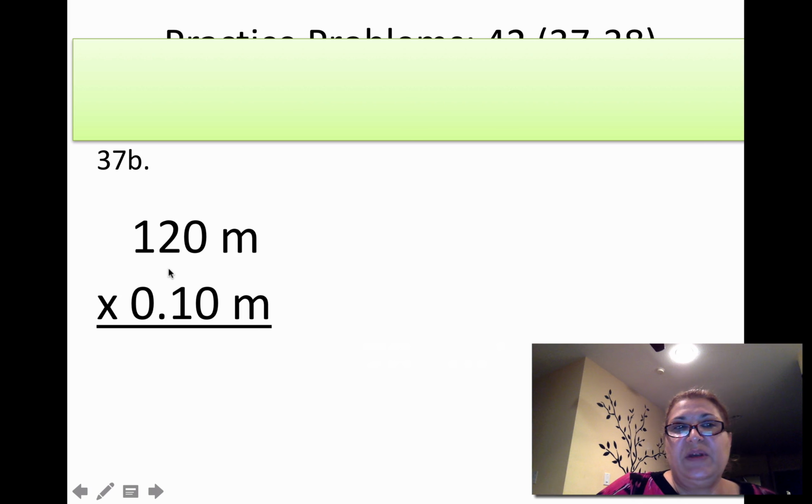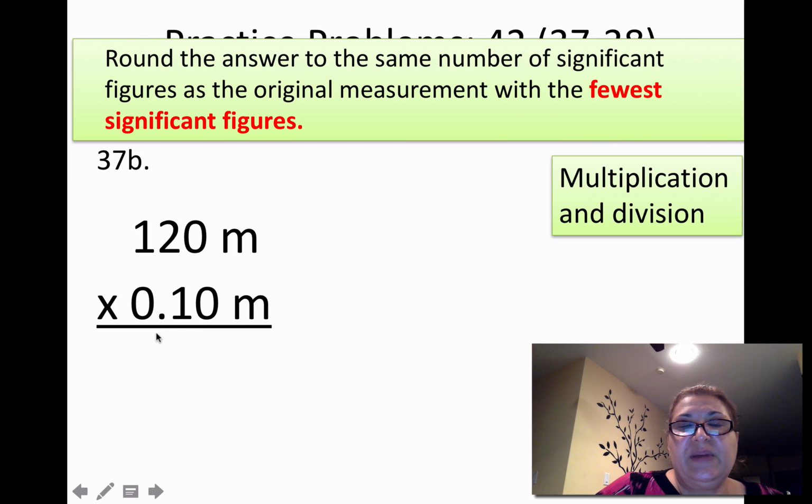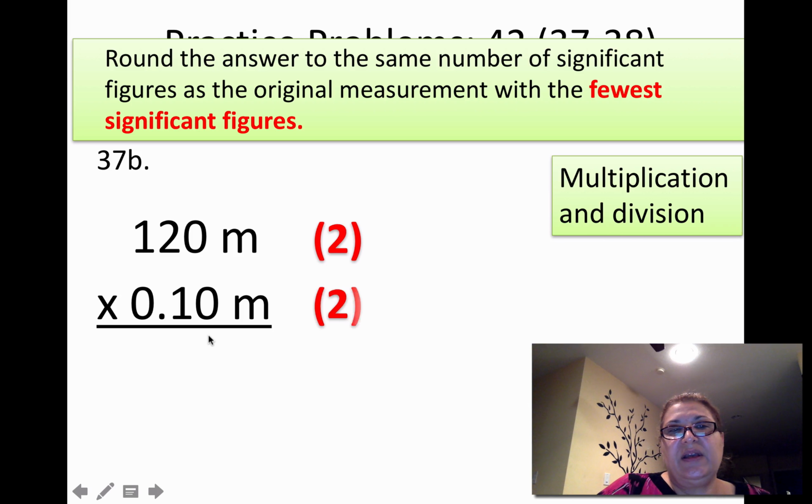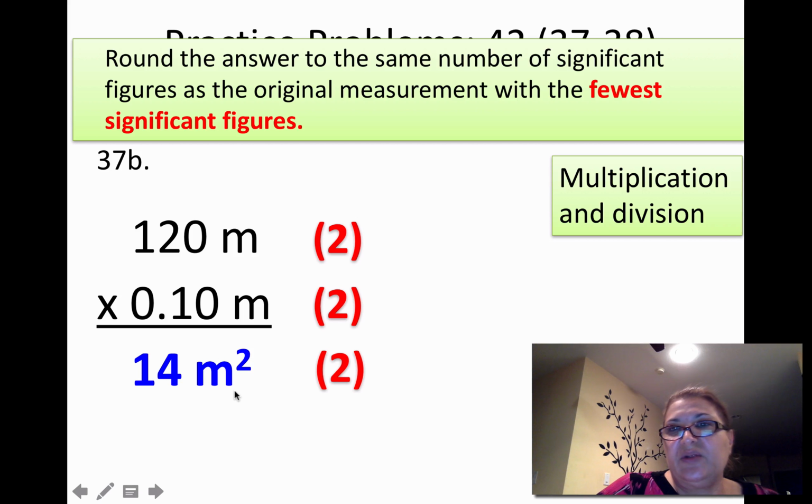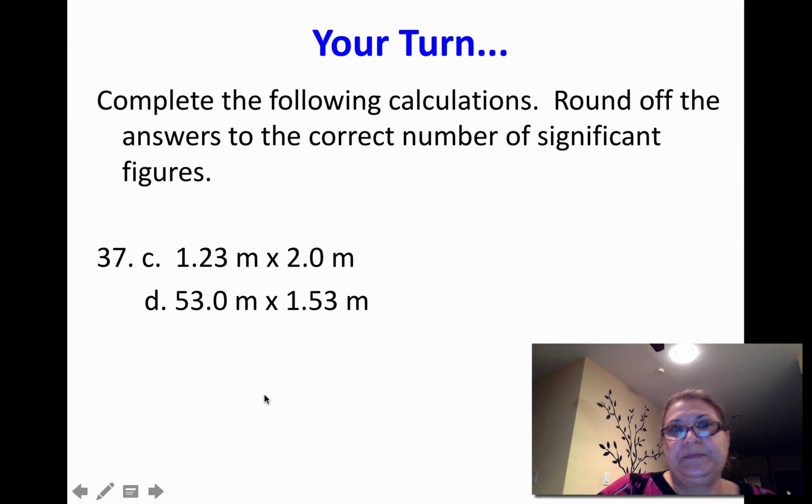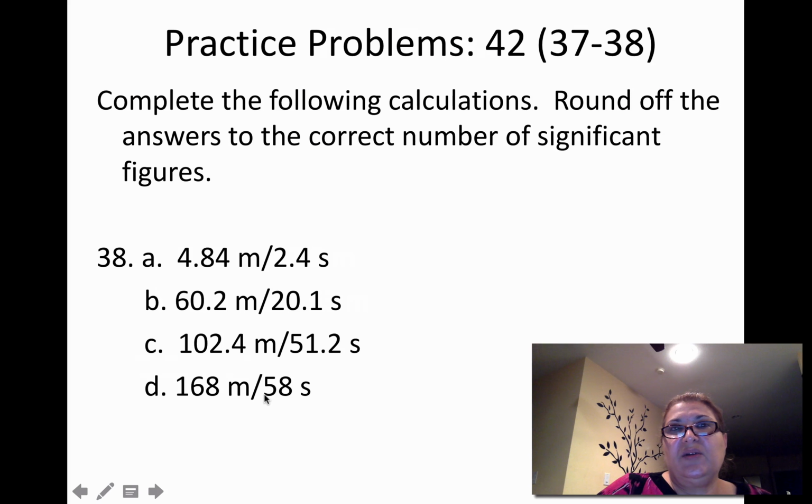B, 120 multiplied by 0.10. This is 2 significant figures because there's no decimal, and this one is 2 significant figures. Your answer has to have 2 significant figures. So after you multiply, you'll have 14 meters squared. C and D were homework. Complete the round off.